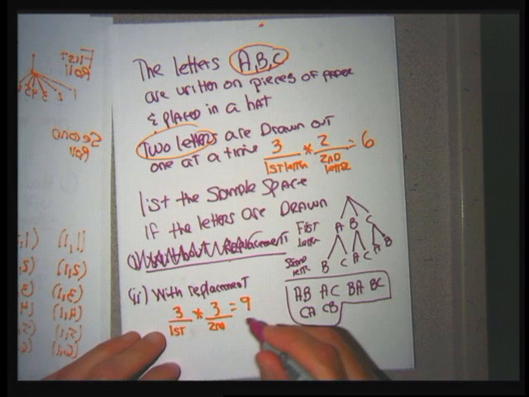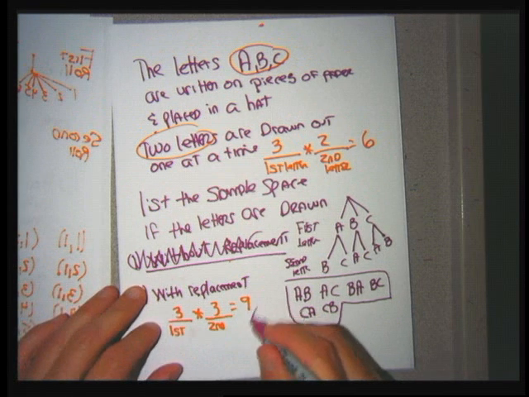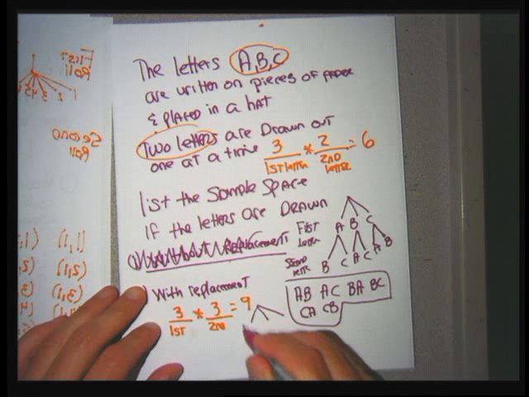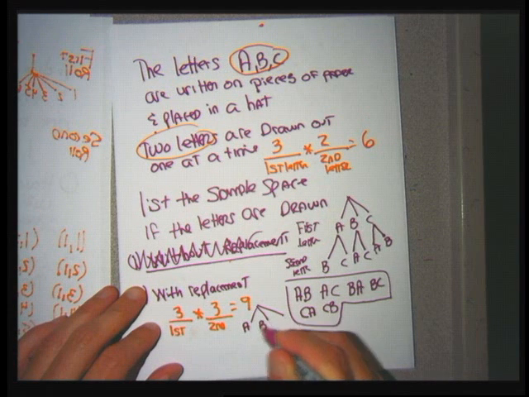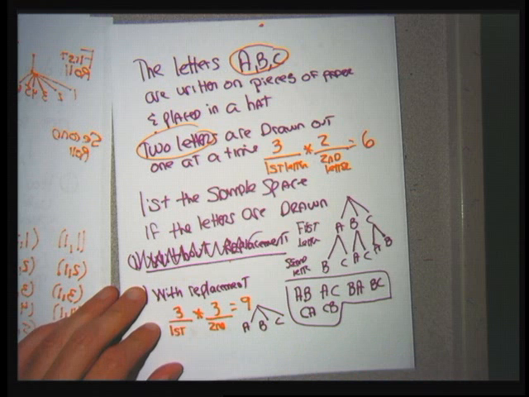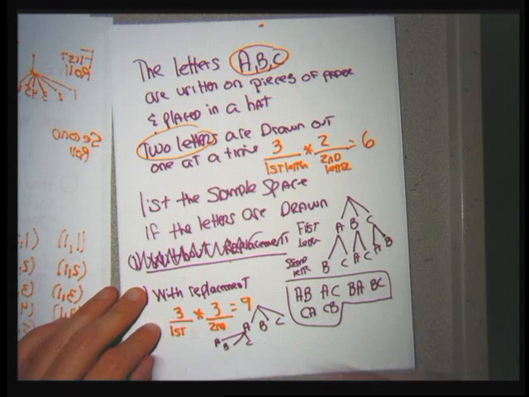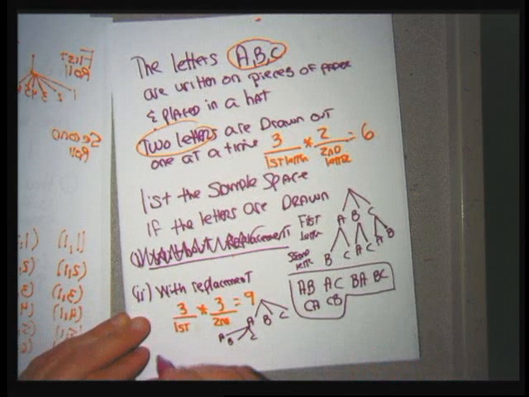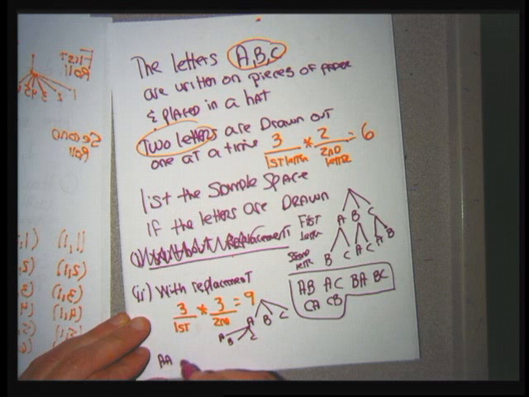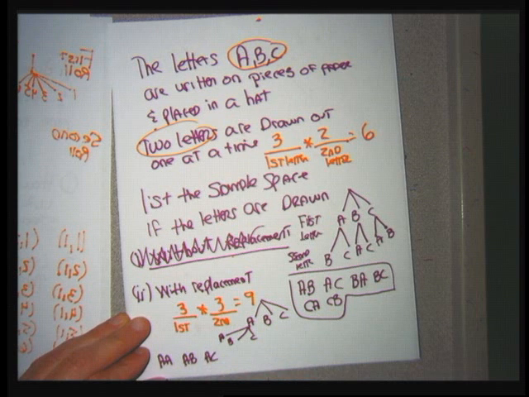To list my sample space with replacement, on my first choice, I could get an A, a B, or a C. They're also going to be in the hat. For my second choice, if I get an A, I still could get an A, B, or C. So part of my sample space would have a double A, getting an A first and an A second, and then an A first and a B second, and an A first and a C second.